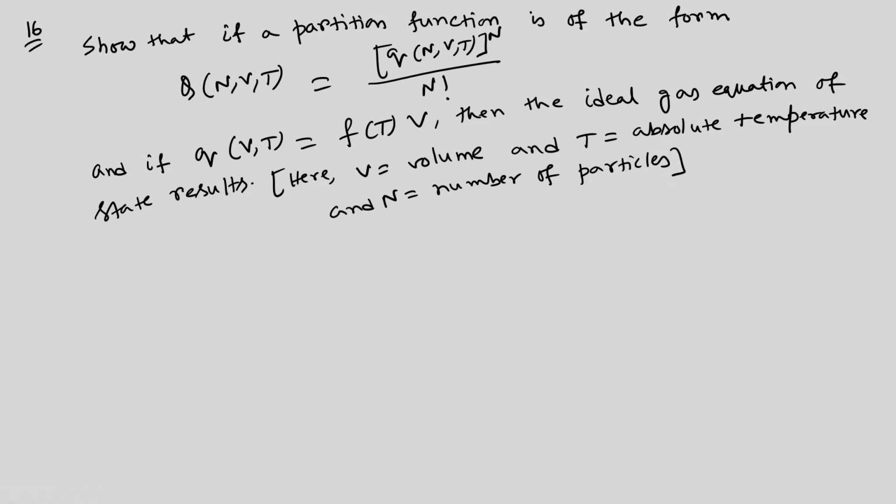So, this problem states that if a partition function is of the form Q equals q to the N by factorial N, where q is the molecular partition function, and if the molecular partition function is of the form f(T) times V, then the ideal gas equation of state results. Here I should also mention f(T) is a function of temperature only.